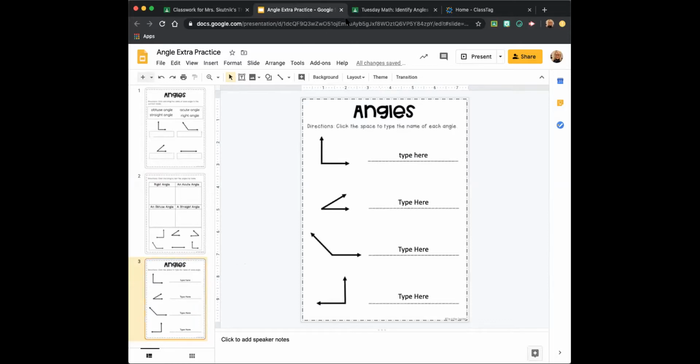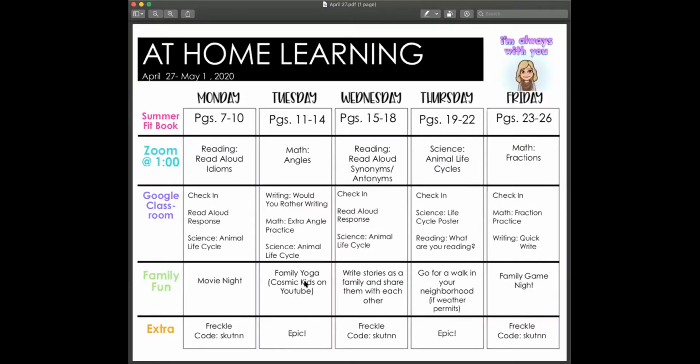The other one was the life cycle, which we went over already. And the last things we're going to go over, we're going to go back to the at-home learning. They have family yoga today, so if your kiddos are getting a little too energetic, you can put on some family yoga. One I recommend is Cosmic Kids. It's on YouTube. They could just type it into the YouTube browser and do some yoga, the calm down.